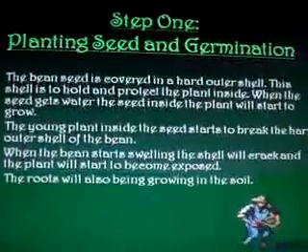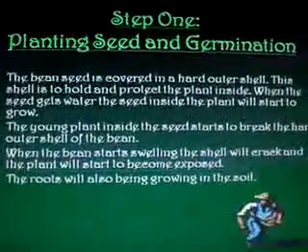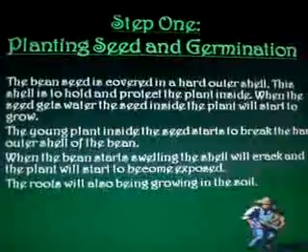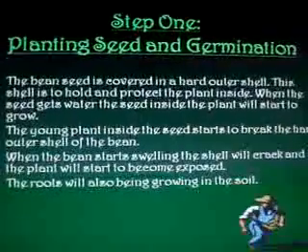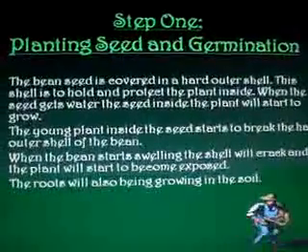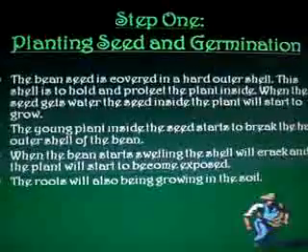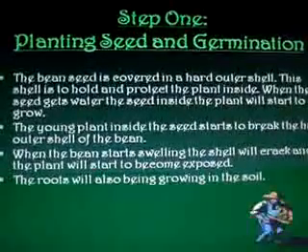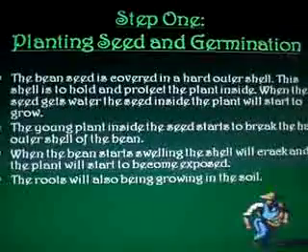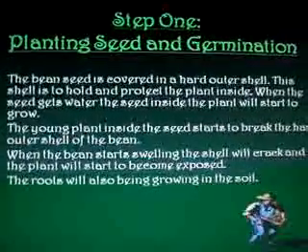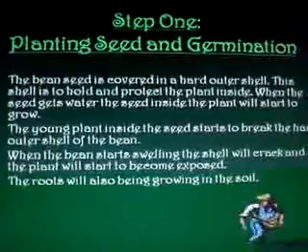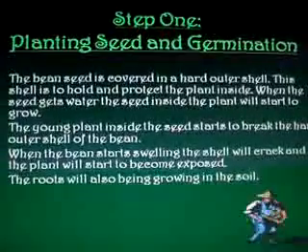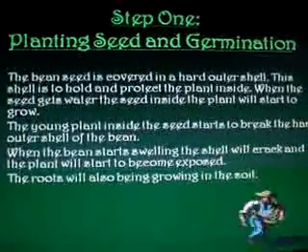Step 1. Planting seeds and germination. The bean seed is covered in a hard outer shell. This shell is to hold and protect the plant inside. When the seeds get water, the plant inside the seed will start to grow. The young plant inside the seeds starts to break the hard outer shell of the bean.